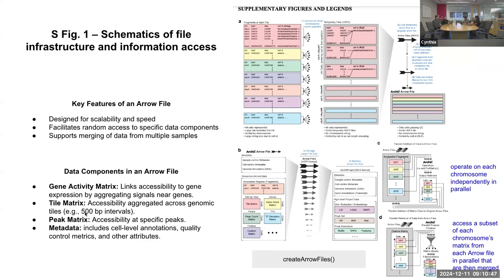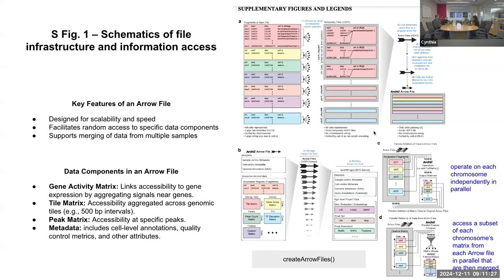In this case, they work with predefined intervals of 500 base pairs. They can also store another component, a peak matrix, and other kinds of metadata that can include cell annotations, quality control metrics, or other attributes, including integration with other data types. For example, in panel B, we can see a mix of these different components that can be spliced in the data, all with connectors to different kinds of components in the data.